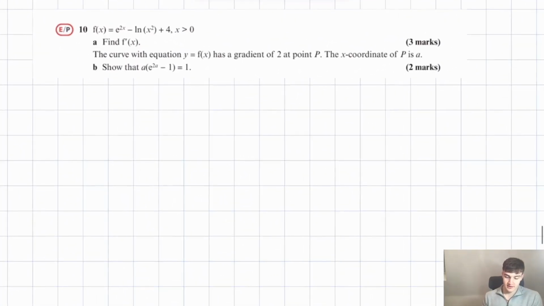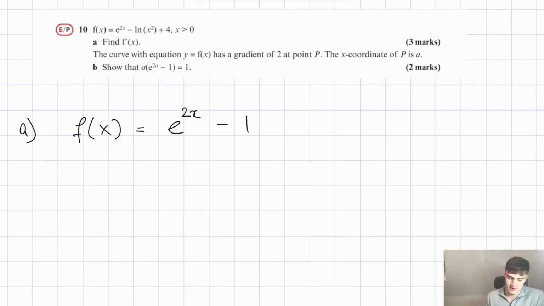Question 10. We're going to have f of x is e to the 2x minus the natural log of x squared plus 4, with x being greater than 0. First, it wants us to find the derivative. So, f of x is e to the 2x minus natural log of x squared plus 4.